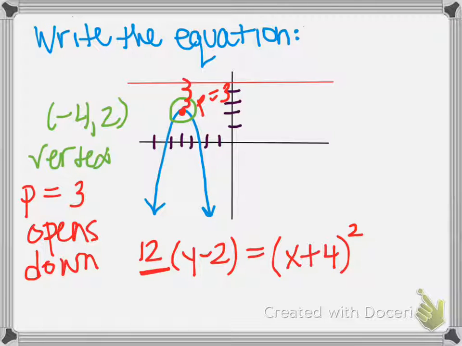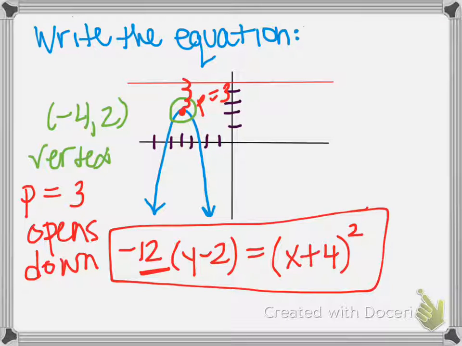And the only other thing I need is I have to give it a negative, and that's again because my parabola is upside down. So anytime I have an upside down parabola, it's not necessarily that the p-value is negative, it's just we have a negative there to indicate the flipping over of that graph. So this would be my equation in standard form.